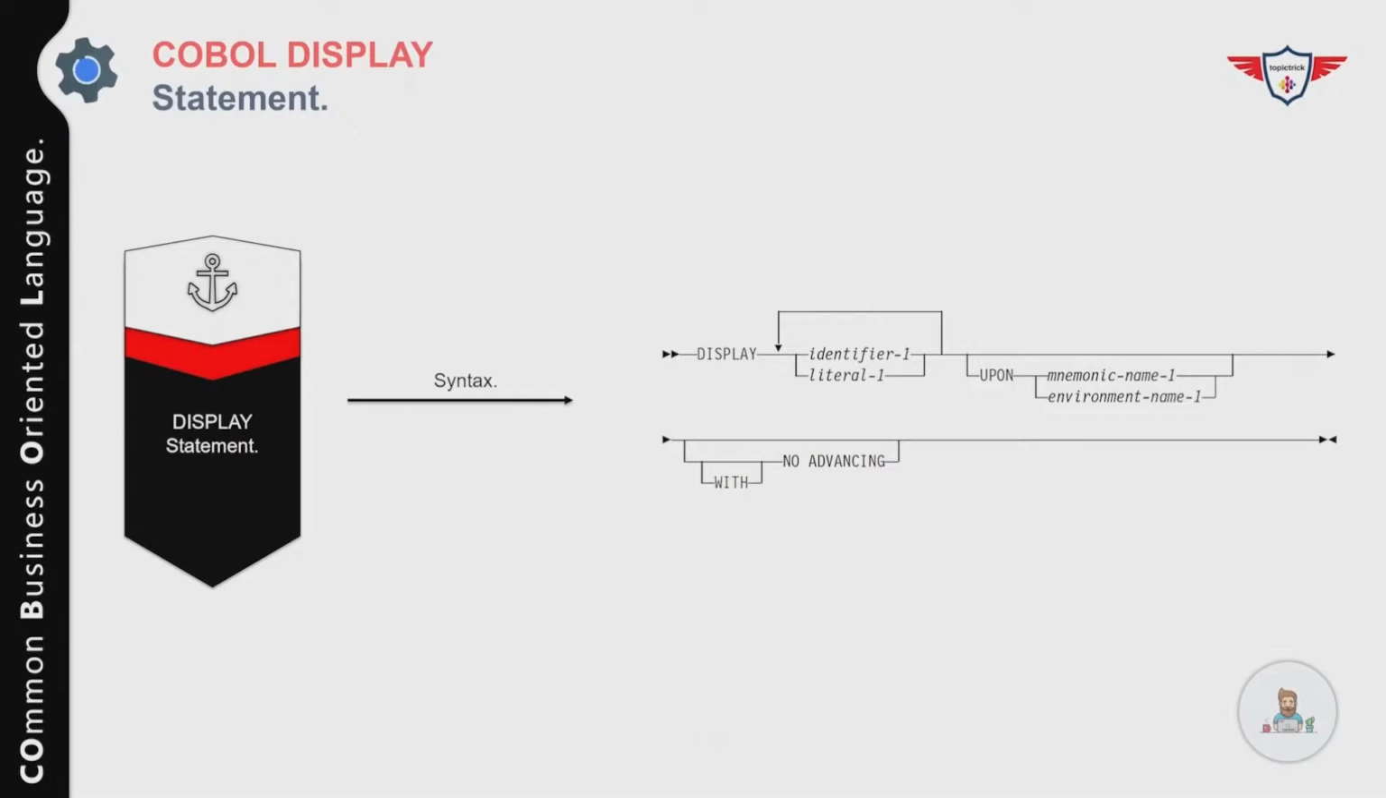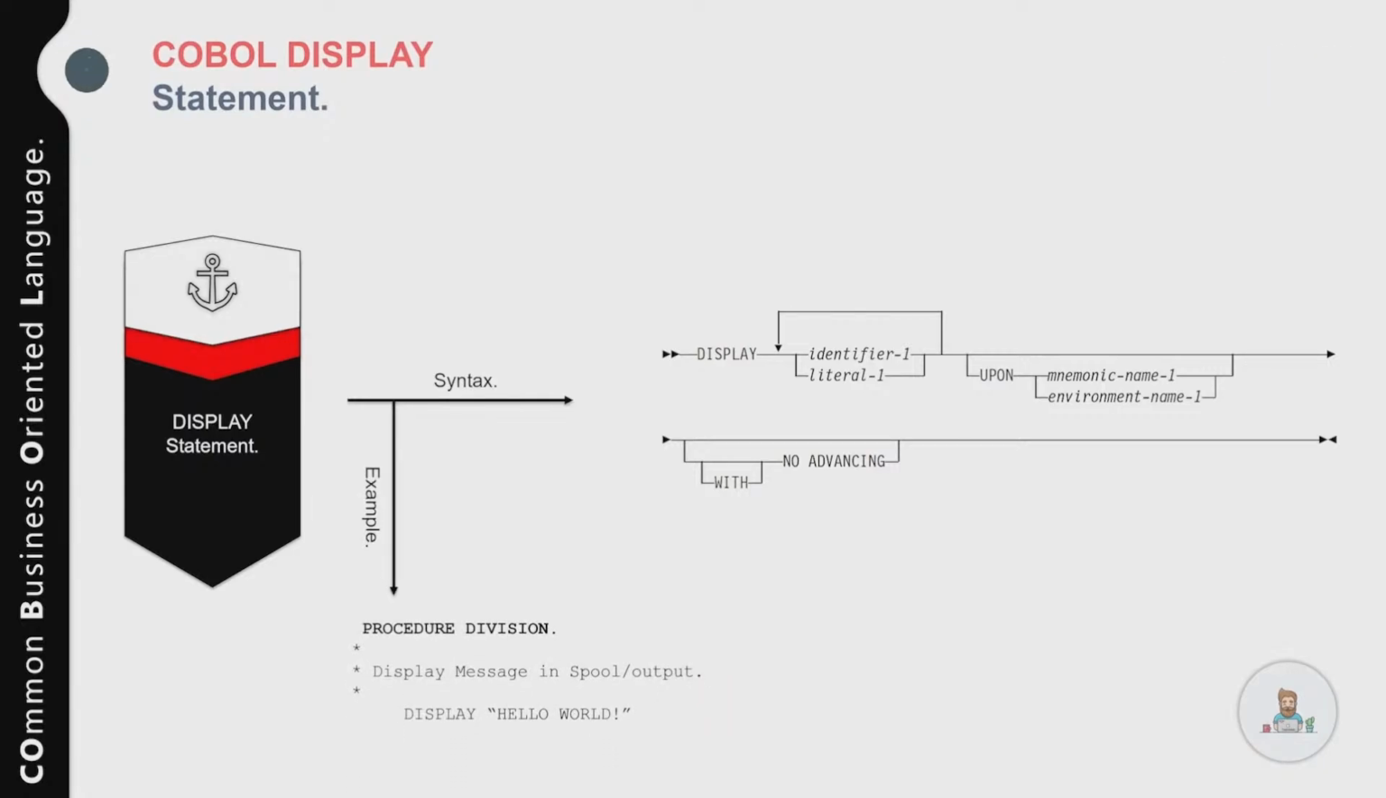Now let me showcase an example. So here's our example. We have a procedure division, and after that we have a message that we have displayed with the help of the display statement. We have used display followed by hello world, and that is in quotes. And when you run this particular program, it will print hello world in the spool.